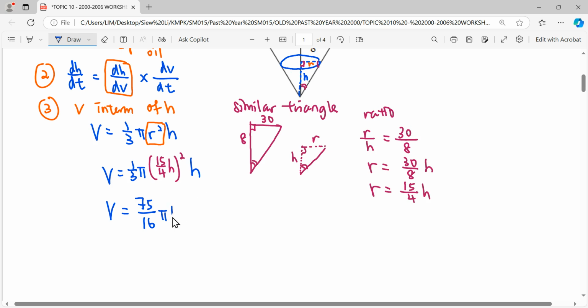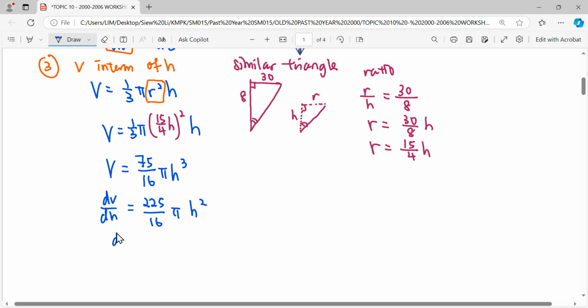Then h squared times h, we get h cubed. So now we can differentiate V with respect to h. Differentiating, the power moves to the front and power minus 1. And what we want here is dh/dV, not dV/dh. So we will inverse it. We write it properly, where the numerator is this, and the denominator is 16. So when we inverse it, it becomes 16 over 225 pi h squared.